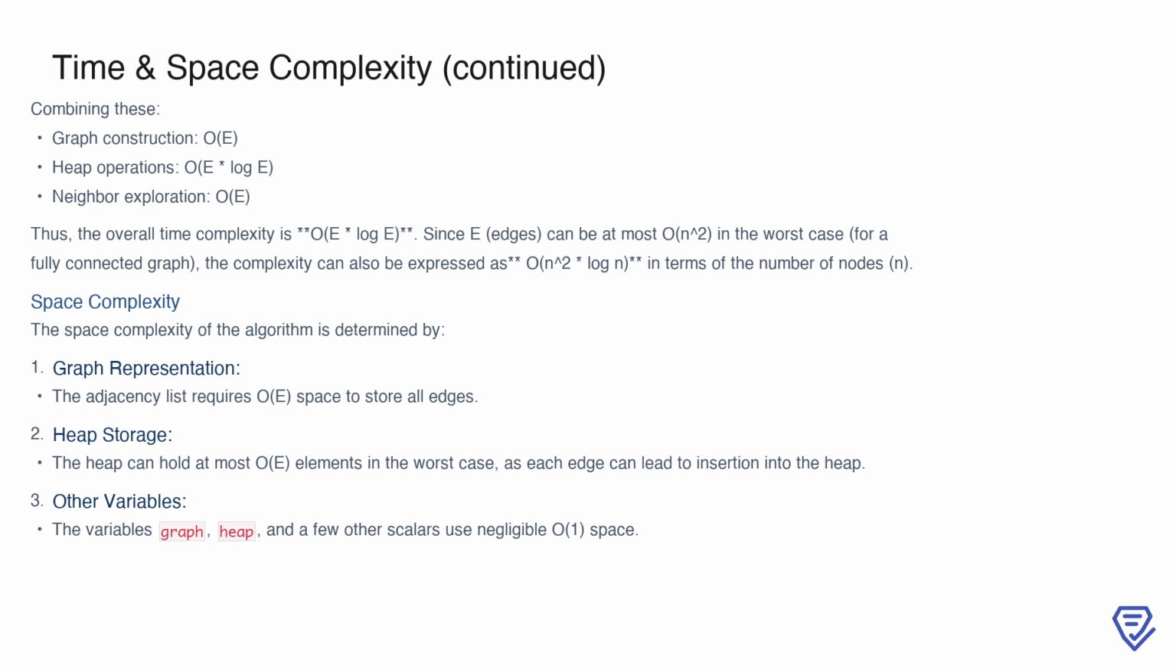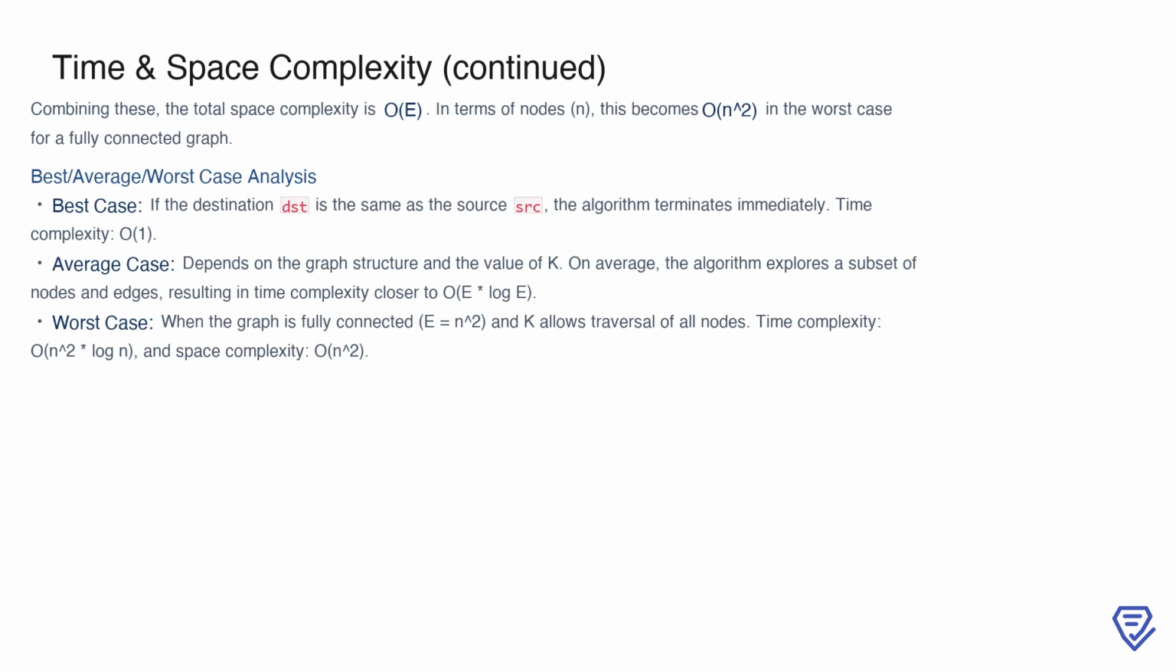Turning to space complexity, the adjacency list used for graph representation takes O(e) space, as it stores all the edges. The heap, which can hold at most O(e) elements in the worst case, also contributes O(e) to the space complexity. Other variables, like scalar variables, have negligible space requirements, typically O(1). Combining these factors, the overall space complexity for the algorithm is O(e). In terms of nodes, for a fully connected graph, this becomes O(n squared).